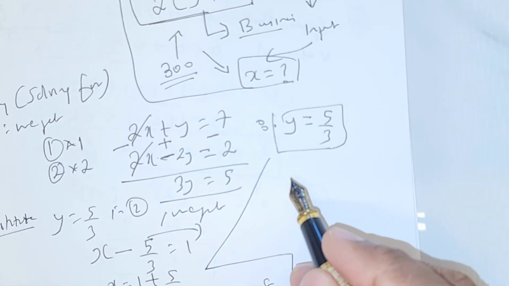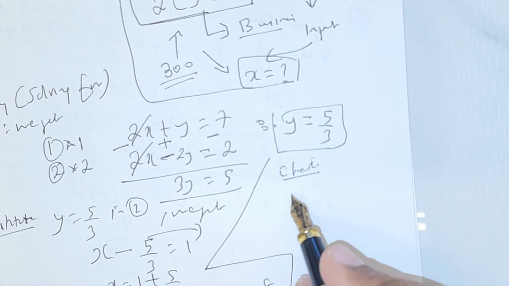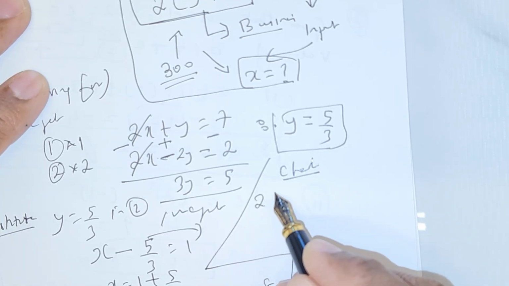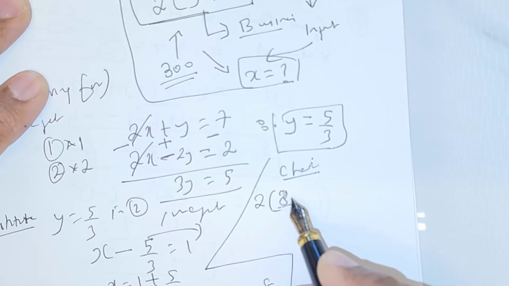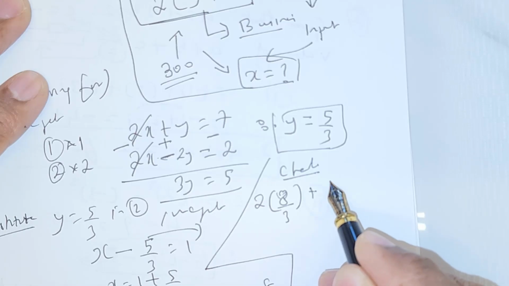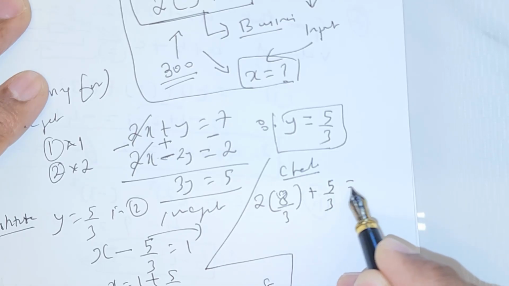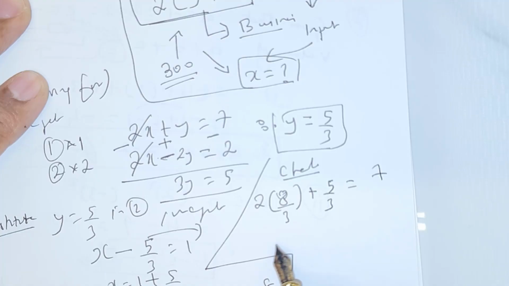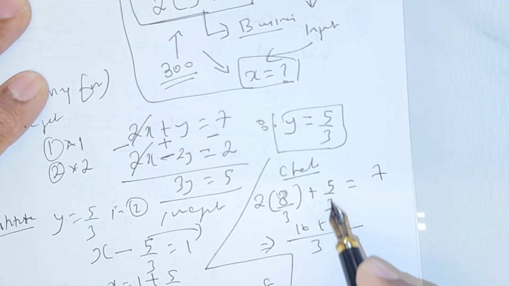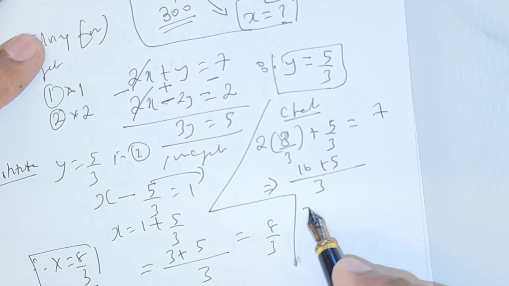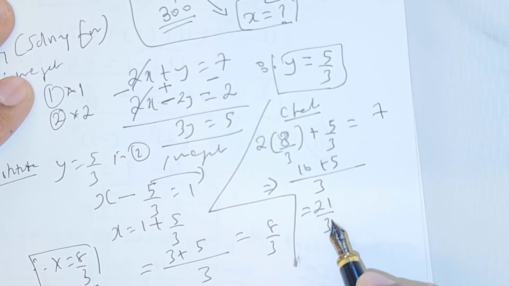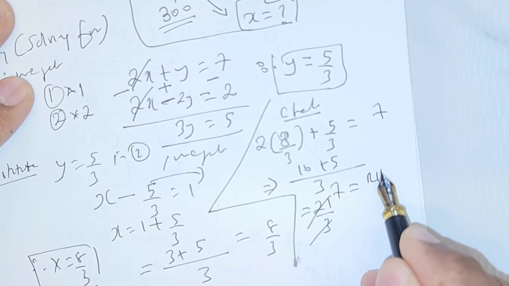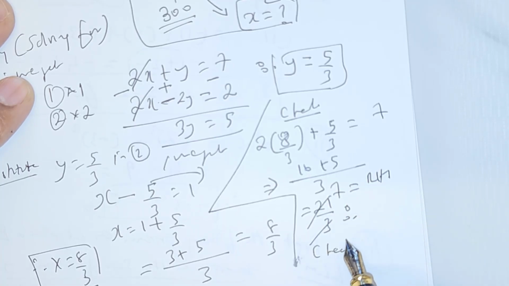Now you can perform the check. If I substitute the value of x, 2 times x, 8 over 3, added with y, which is 5 over 3, I should get the right hand side. So the LCM is 3, 8 times 2 is 16 added with 5. So this is going to give me 21 divided by 3. 3 divides 21 7 times, which is equal to the right hand side. Therefore the check is true.